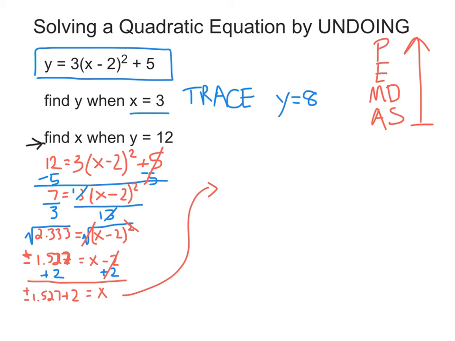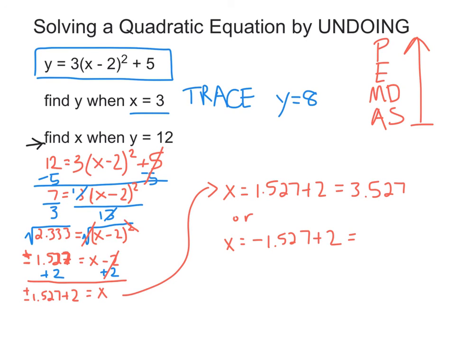So positive or negative 1.527 plus 2 means that x will either equal a positive 1.527 plus 2, or x will equal a negative 1.527 plus 2. When we add here, we get 3.527. And here, we're going to get 0.473. So those are our two answers for x, 3.527 or 0.473.